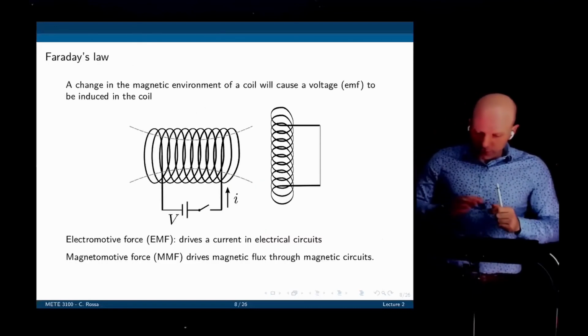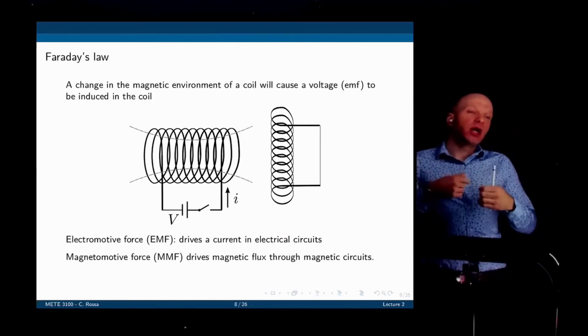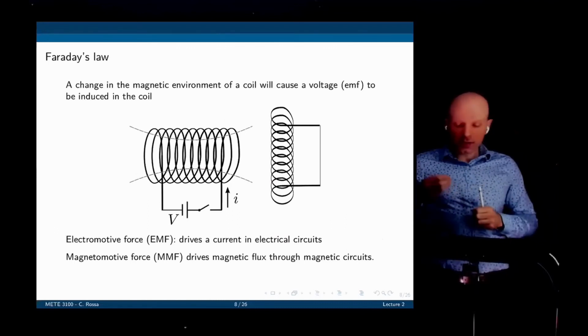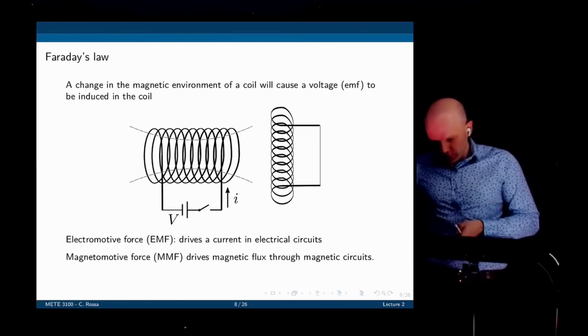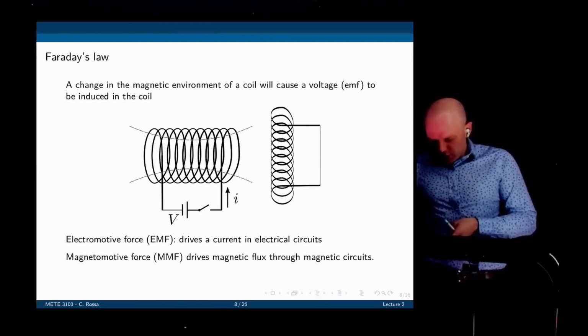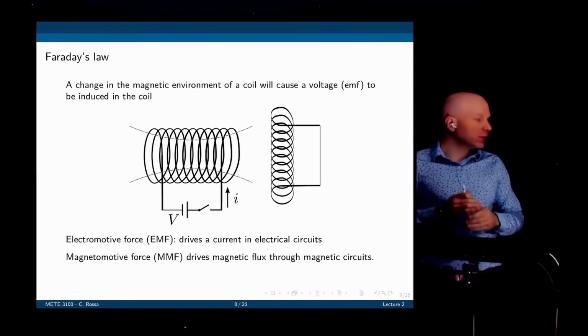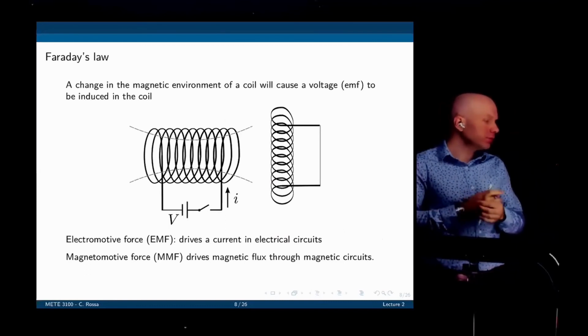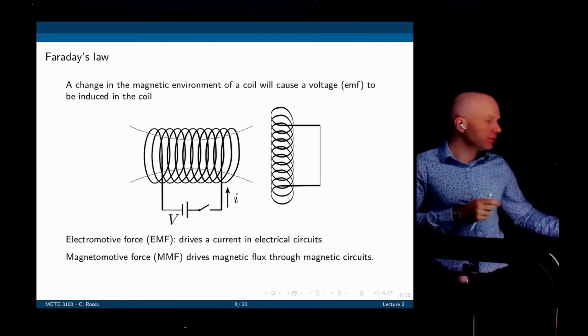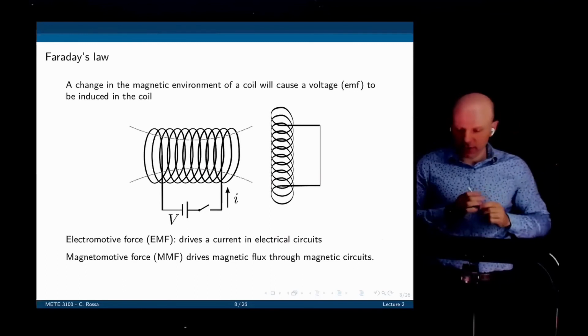All right, so we established that a steady current creates a steady magnetic field. Now I have a question. Does a steady magnetic field create a current? Any guesses? No. Does a steady magnetic field create a current?